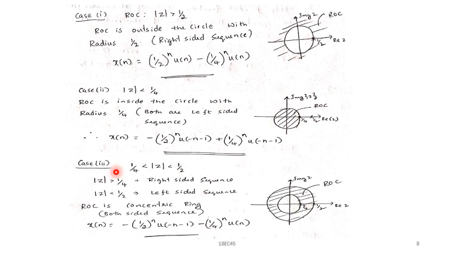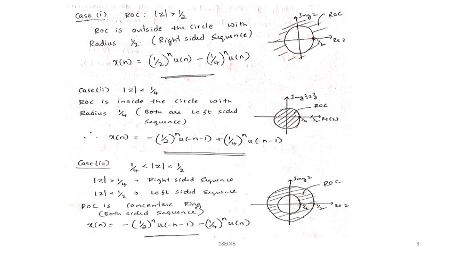Now the third condition is here, the given ROC is mod Z is greater than 1 by 4 and mod Z is less than 1 by 2. So if I consider it individually, then one is magnitude of Z greater than 1 by 4. Another one is mod Z less than 1 by 2. So one is a right-sided sequence, other one is a left-sided sequence.